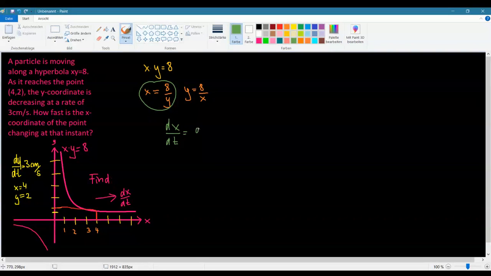equals the derivative with respect to t of 1 over y times 8. And if you recall, you can just take that 8 out, so it'll become 8 times the derivative of 1 over y. Let's make that y to the negative 1 because that's a lot easier. So that's going to become 8 times the derivative with respect to t of y to the negative 1.